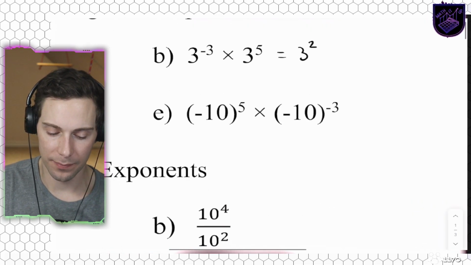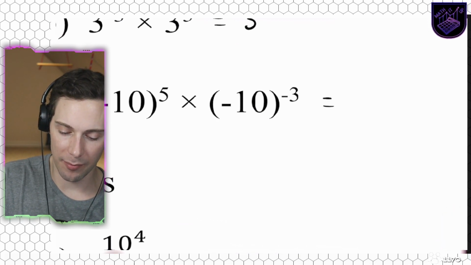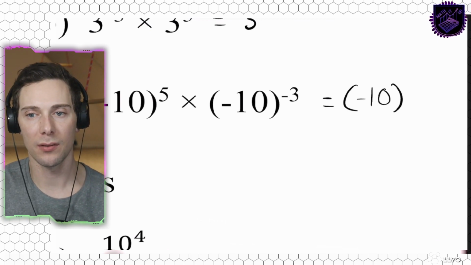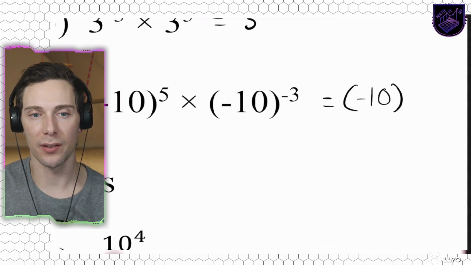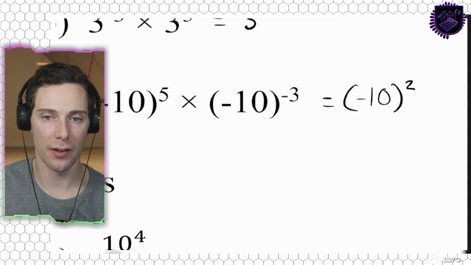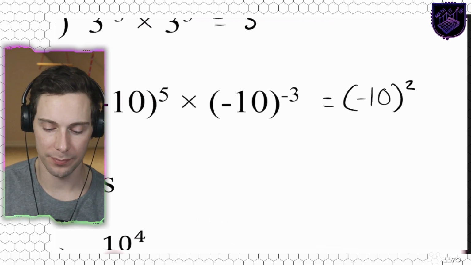Once again, now we have negative exponents and a negative base, but keep the base the same, nothing happens with it. And you're going to simply add the exponents together, and you're going to get +2, -3 plus 5, +2. So you're getting -10 squared.